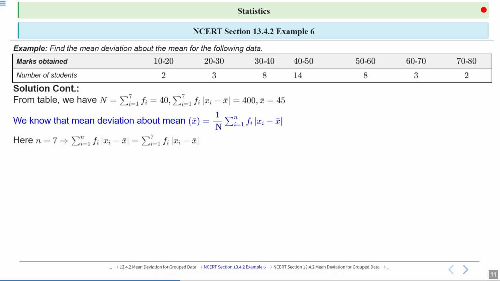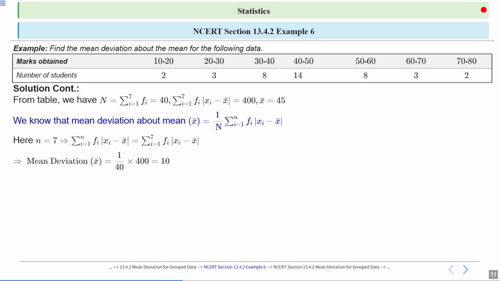So we know that the mean deviation about the mean x bar is 1 by n summation i equal to 1 to n fi multiplied with the absolute value of xi minus x bar. Here the number of class intervals is 7, and it implies summation i equal to 1 to 7 fi multiplied with mod of xi minus x bar.